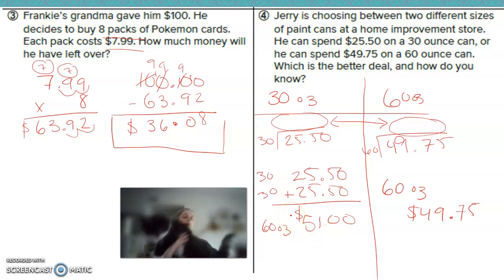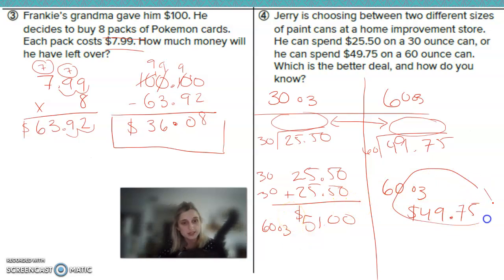So the better deal, oh Mouse, get out of the way. The better deal is to buy the one that's originally 60 ounces, because it's going to be cheaper for every ounce.